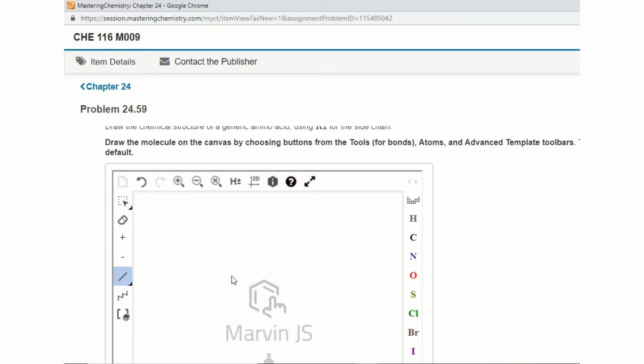So I'm still getting some questions about problem 24.59, so I'm just trying to run through it real quick here. So the first one, we've got to draw a generic amino acid where R can be any side chain. So I'm going to just start with carbon because that's the easiest. And let's see, I need my carboxylic acid. So like I said, I'll just start with carbon and then I'll replace the elements I need.